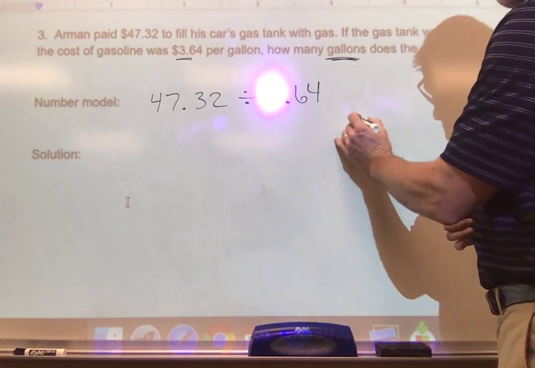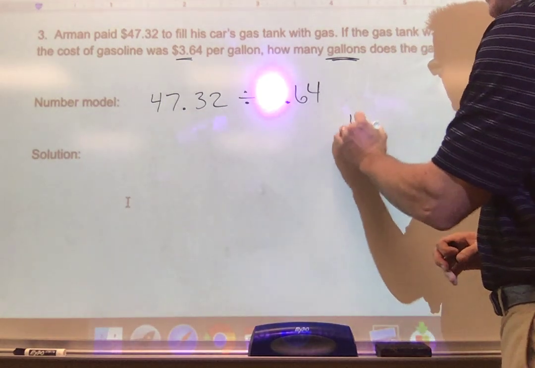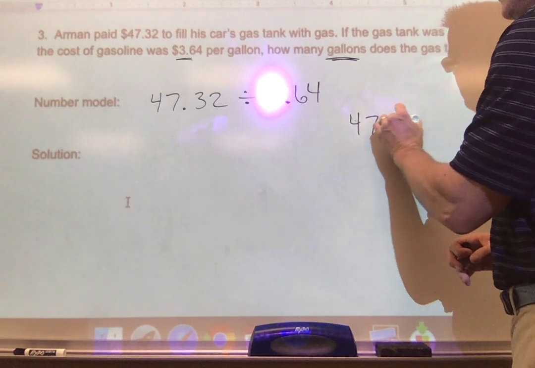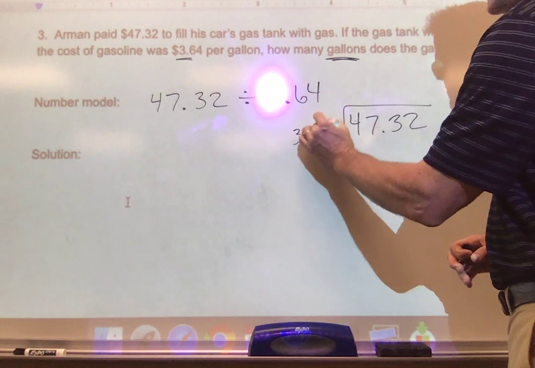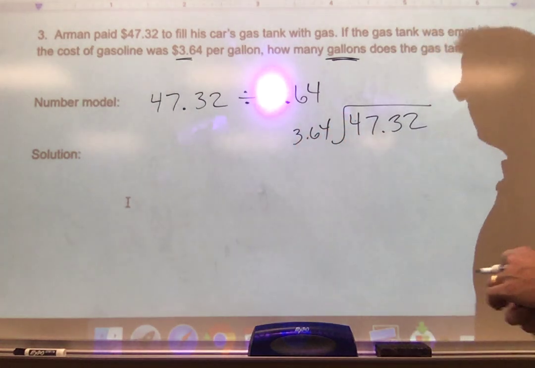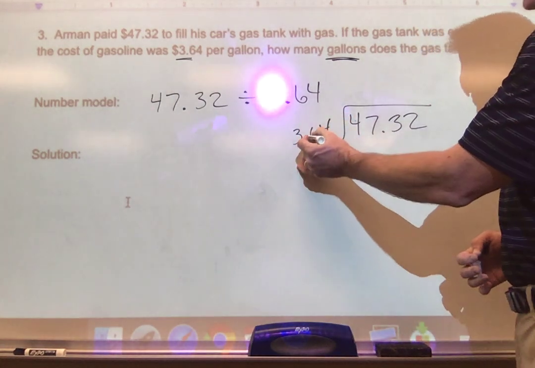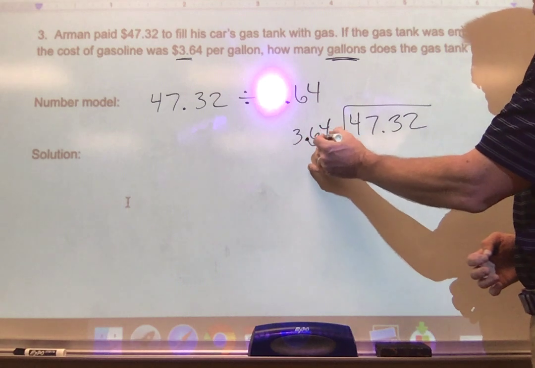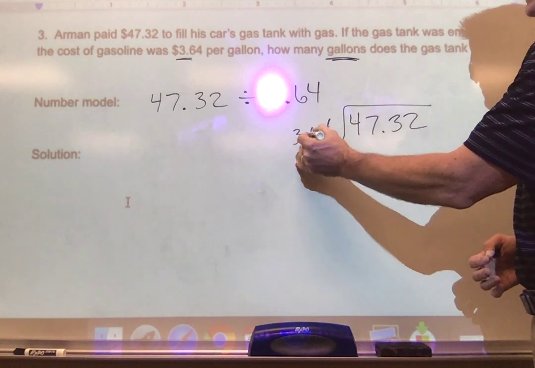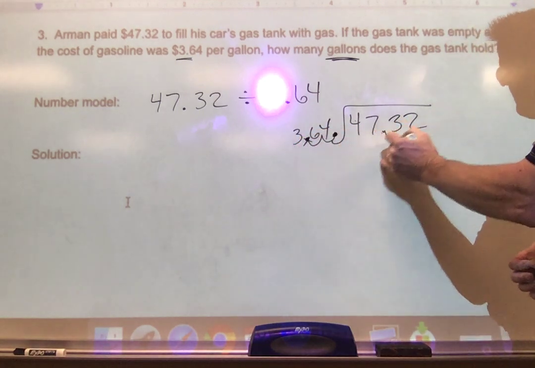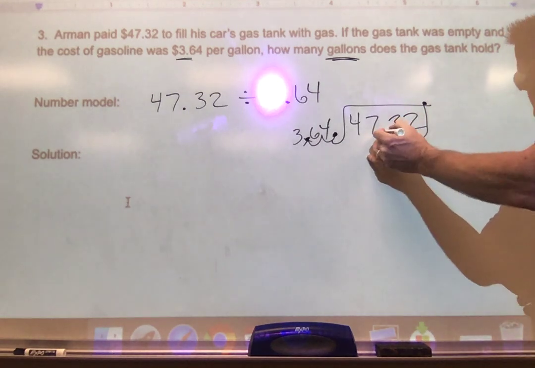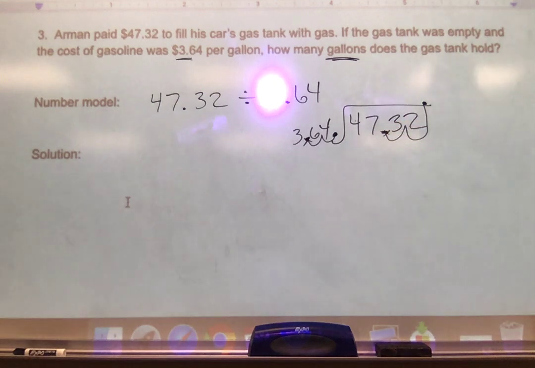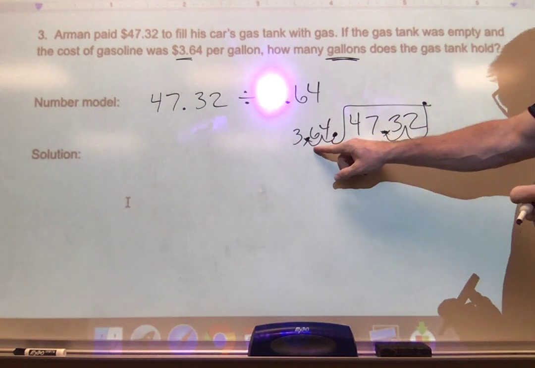I'm going to go off to the side here. I'll rewrite it so you can see it. I see that's right in the light. $47.32 divided by $3.64. And again, what we learned traditionally, we need to make this a whole number. So I can make it 100 times bigger by moving it twice. So I need to make this 100 times bigger to keep it equivalent. And that decimal, then we can pretend they're not even there. So now I'm making groups of 364.